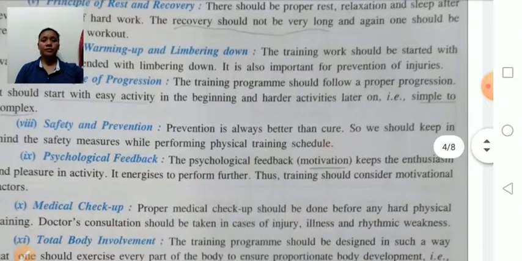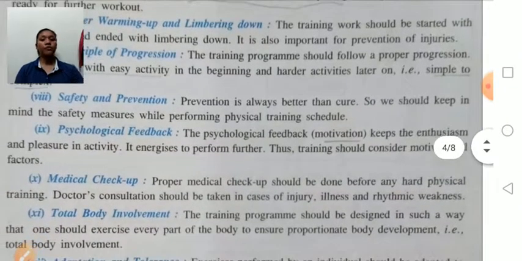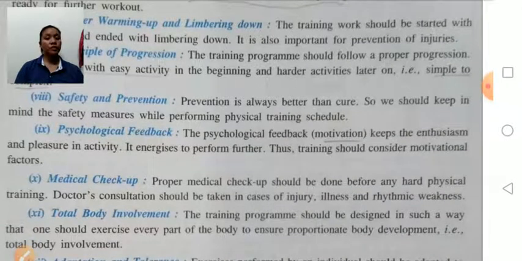Psychological feedback. Psychological feedback means motivation. Keep the enthusiasm and pleasure in activity. It energizes to perform further. Thus, training should consider motivational factors. Psychological factors means related to the mind. If we motivate the person, he will do his best and increase his performance. Okay, psychological feedback. So at the time of training, we should motivate them. We should give them psychological feedback.